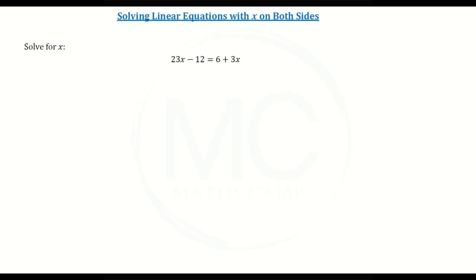23x minus 12 is equal to 6 plus 3x. 23 is the higher coefficient, so we say 23x. Let's move this positive 3x across and make it -3x. Then we put in our equal sign. On the right-hand side, we've got a constant of 6. Put that in here. And we're going to move the -12 across by making it +12.